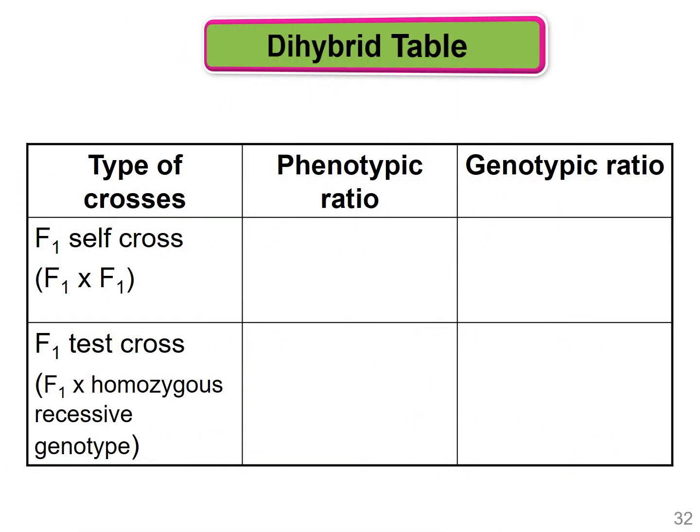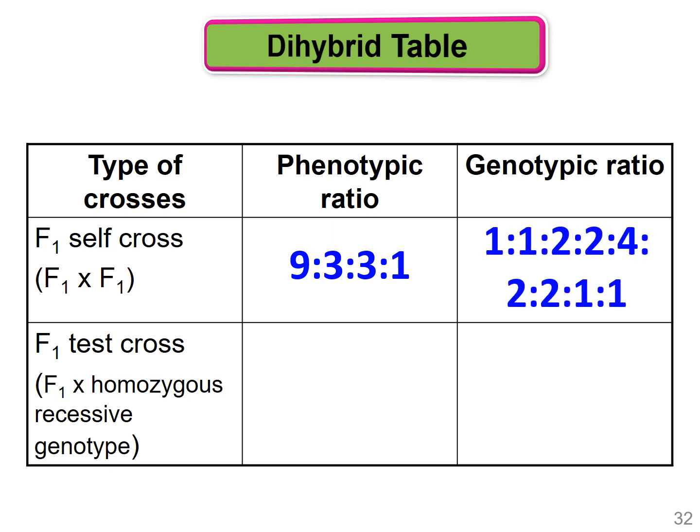This is the dihybrid table that compares the F1 self-cross and the F1 test cross. In the F1 self-cross, meaning the F1 are crossed with each other, it will produce a phenotypic ratio of 9:3:3:1 and the genotypic ratio that we stated in the table below. And in the F1 test cross, where the F1 is crossed with a homozygous recessive genotype, it will produce a 1:1:1:1 ratio. It also has a 1:1:1:1 ratio for the genotypic ratio during the F1 test cross.